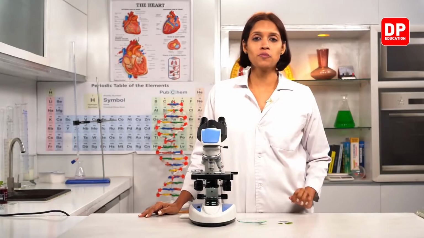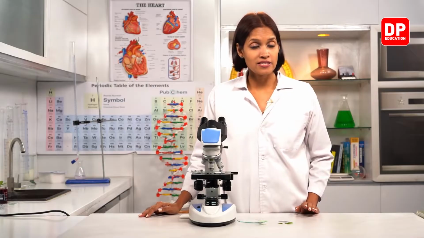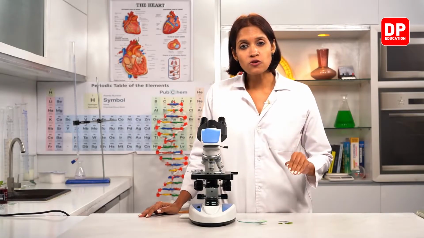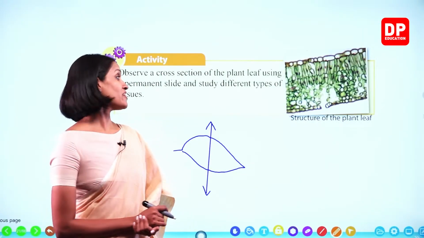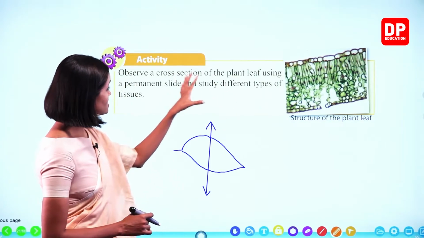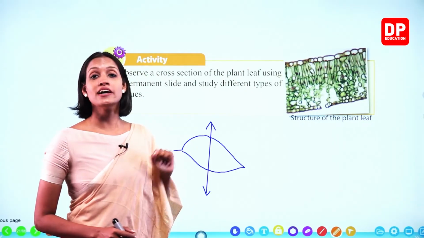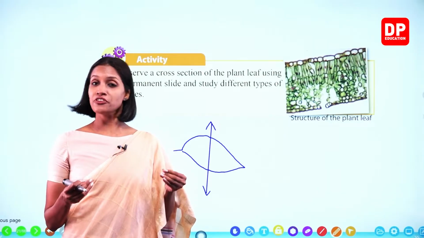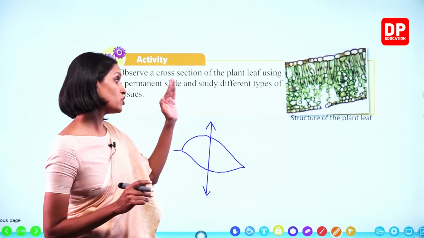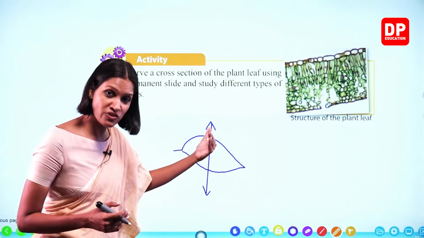So after observing this one, now you know that when you consider a plant leaf, that is an organ of the plant, and it is also made up of different types of tissues with different types of cells. Right, children? So you could observe that this cross section of a plant leaf contains different types of tissues. The leaf is a type of organ of a plant body, right?